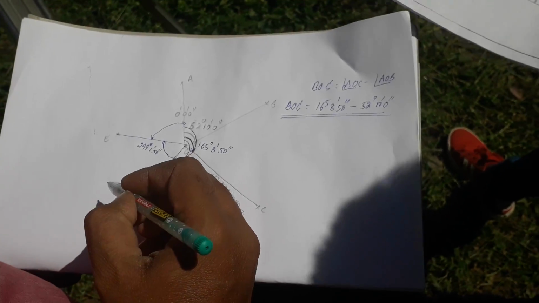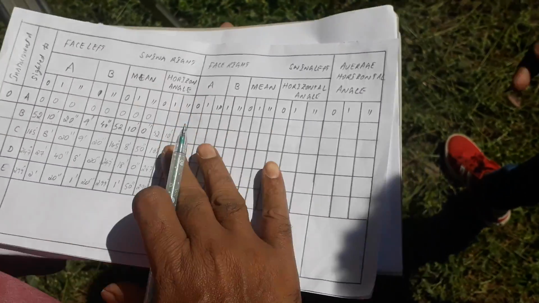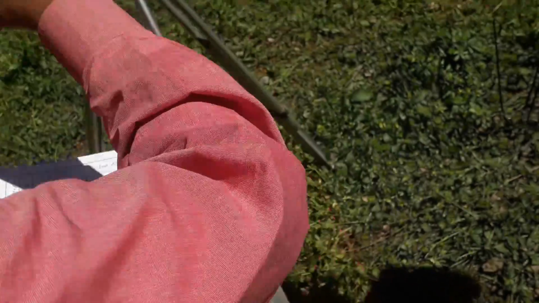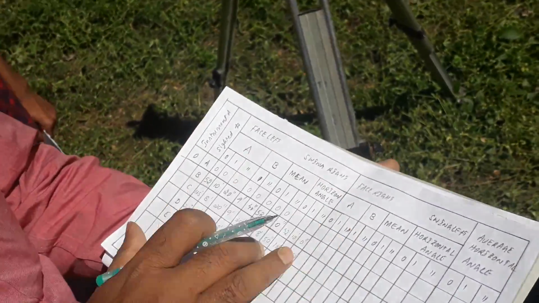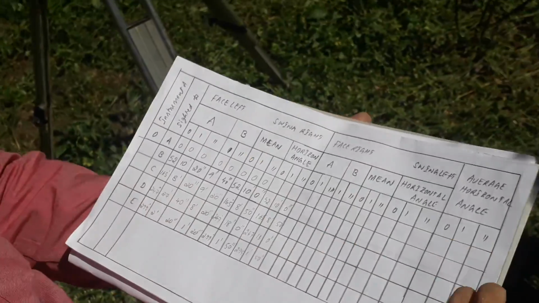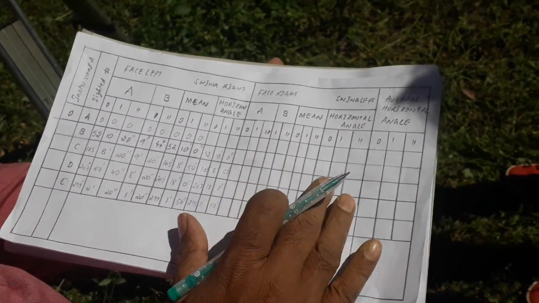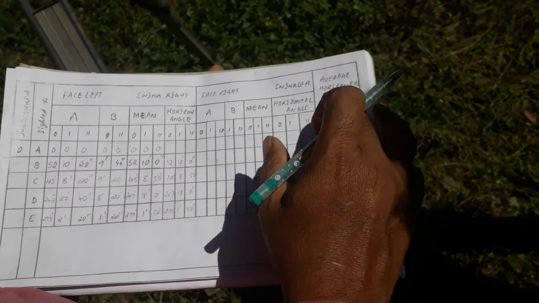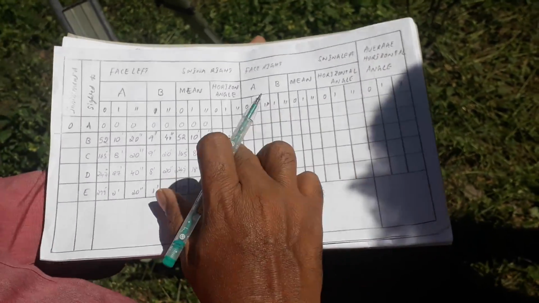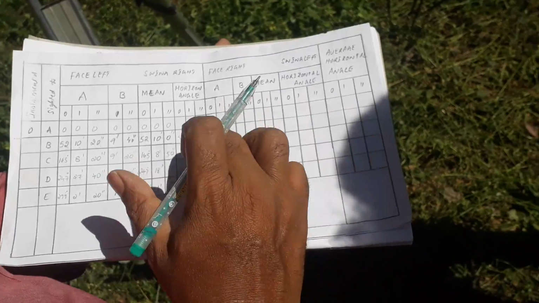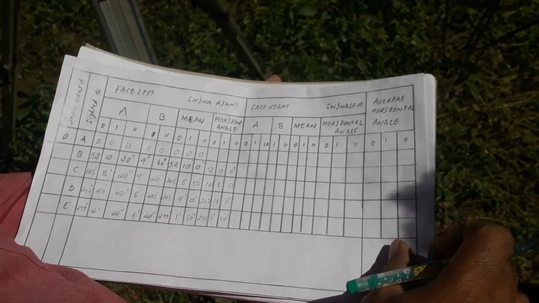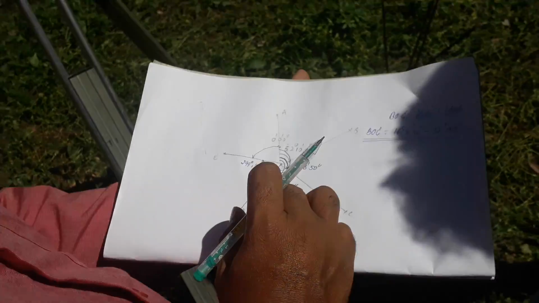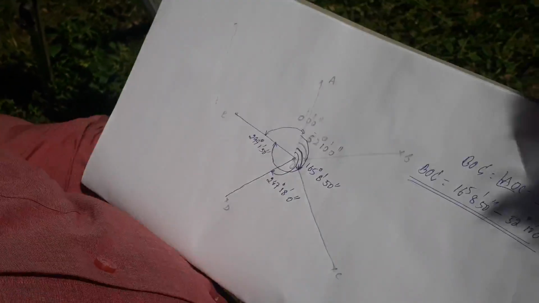Similarly, the same observations we have to do for face right. You have to change the face of the instrument, do all the observations for face right, record all the angles and take the average horizontal angle. Then the average horizontal angle is calculated by taking the average of these two, and then we calculate the remaining angles. So this method is called the reiteration method.